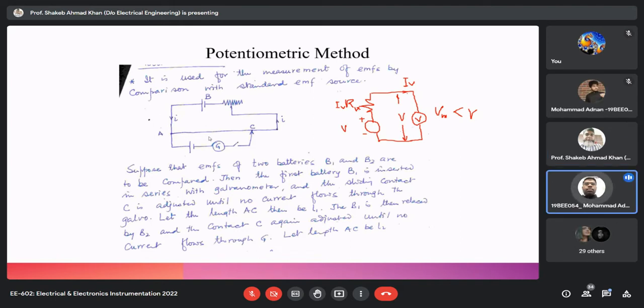So basically, in a potentiometer, the entire input voltage is applied across the whole length of the resistor.